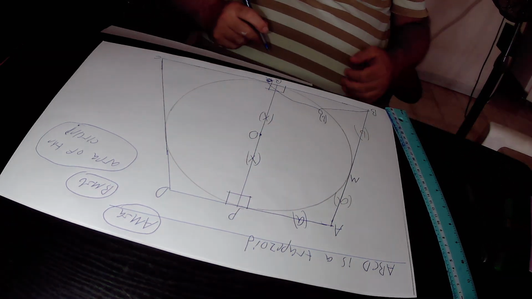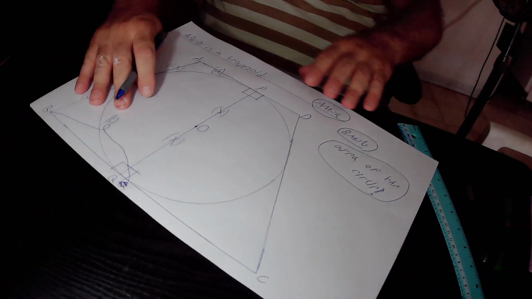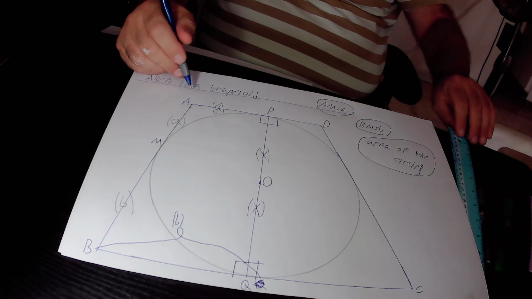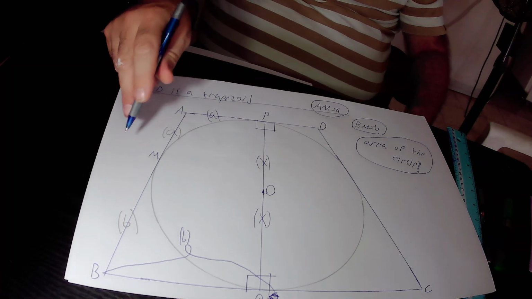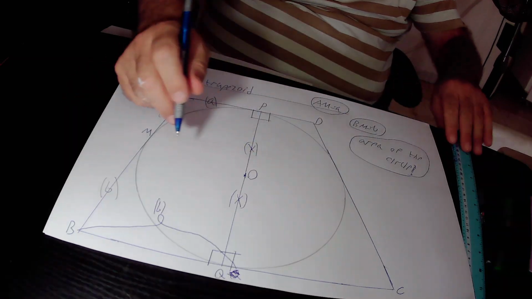The next step, we will do a construction. That is to say, from this point, point A, we will draw a perpendicular on BC. Again, from point A, we will draw a perpendicular on BC.